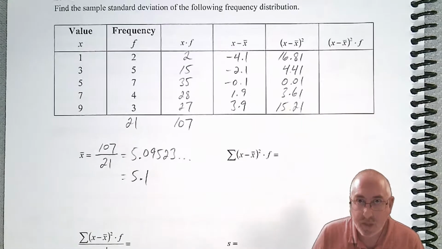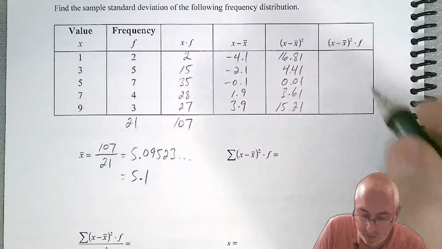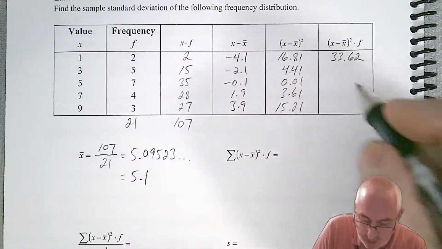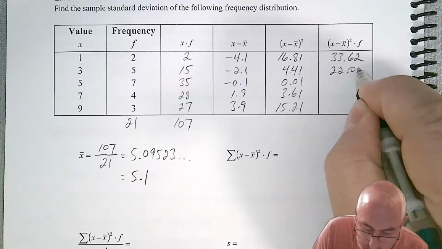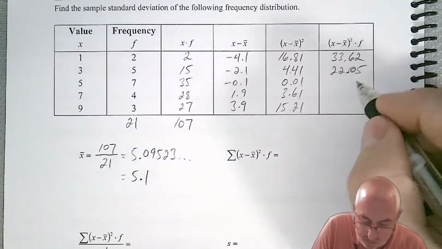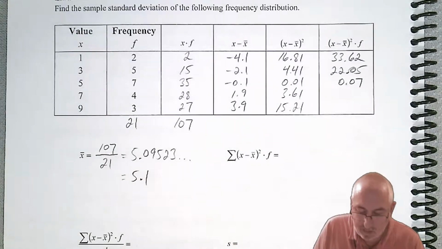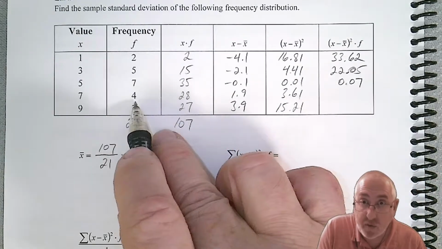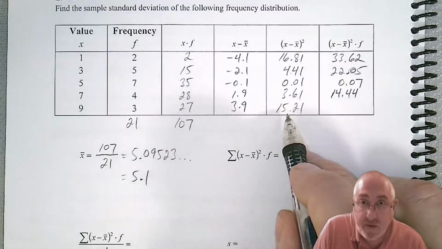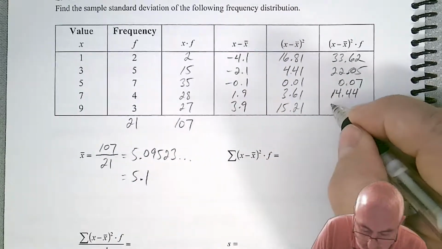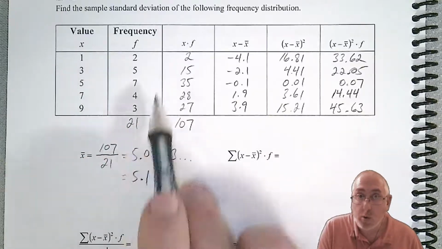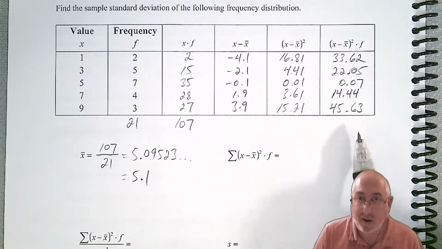So if we multiply by 2, that's going to give us 33.62. If we multiply by 5, looks like we get 22.05. 0.01 times 7, 0.07. 3.61 times 4 looks like 14.44. And 15.21 times 3, 45.63. So now we have all of those copies taken care of in these values here.